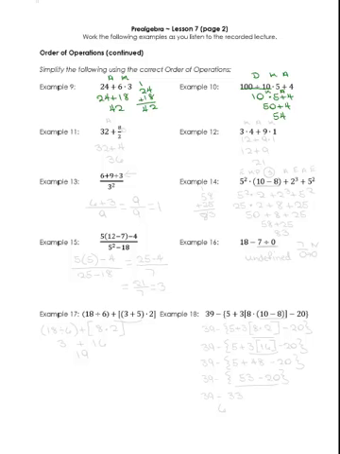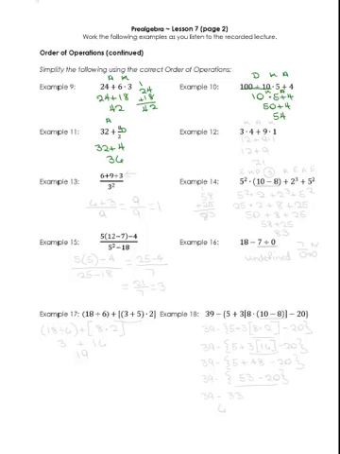Example number 11 really has two operations. Sometimes we don't recognize a fraction as a division problem, but that's what it is. So we have addition and we have division. Of course, we handle division before addition, so we'll say 32 plus 8 divided by 2, which is 4. Now we only have one operation, so 32 plus 4 is 36.